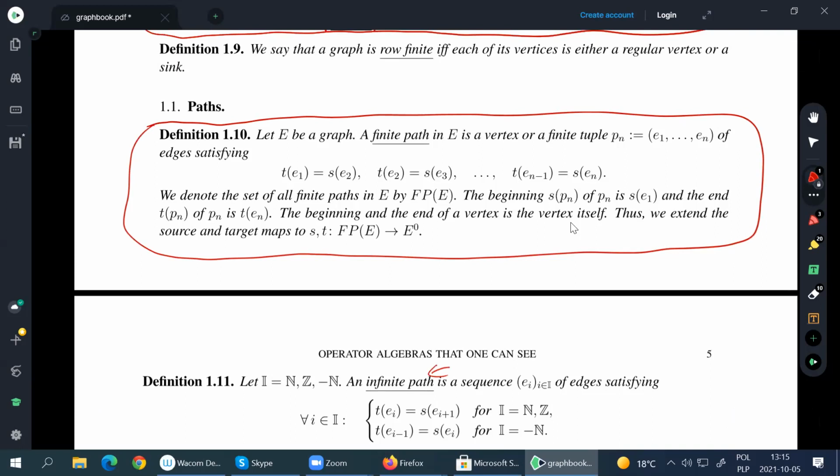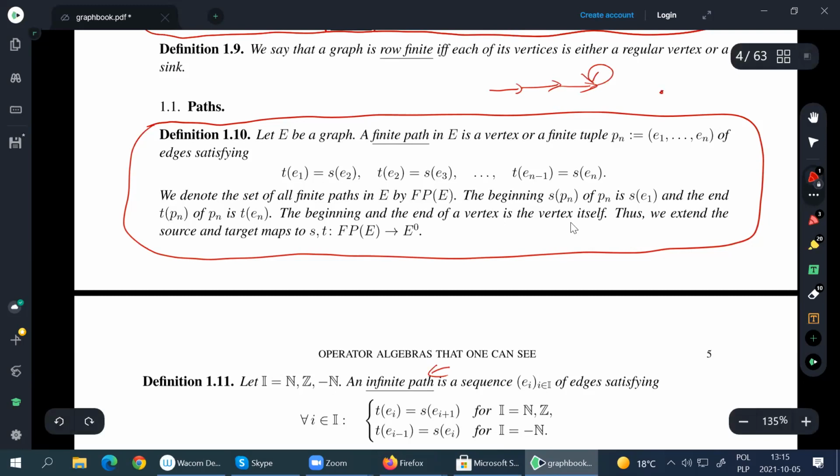So what is a path? A path in a graph, well, it can be a vertex. If it is a vertex, then we call it a path of length 0. Otherwise, it's a finite tuple, or if you want, a finite sequence of edges which satisfy the following properties. The end of the first edge is the beginning of the second edge. The end of the second edge is the beginning of the third edge, and so on and so forth. So this is pretty intuitive, right? We go from A to B, then we go from B to C, then we go from C to D, and then we can go from D to D again, for instance. Okay, this is a path. Or we can have just, you know, lazy paths, just one dot. It's also a path.